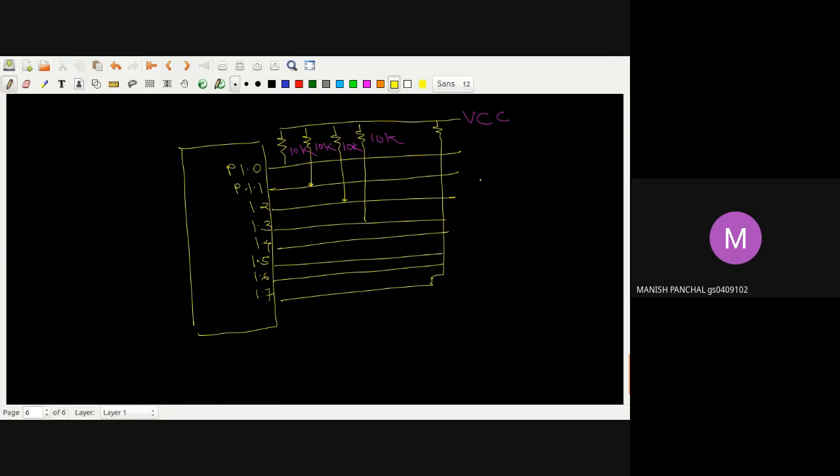Okay. So all these pins will be further connected with the ground. So 3, 4, 5, 6, 7, 8, all these will be connected with the ground. Okay.